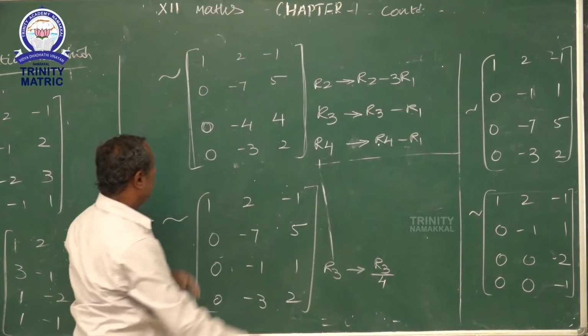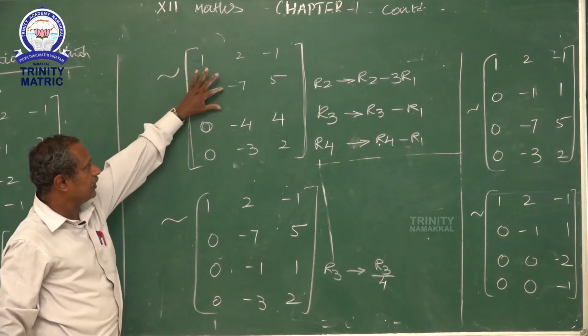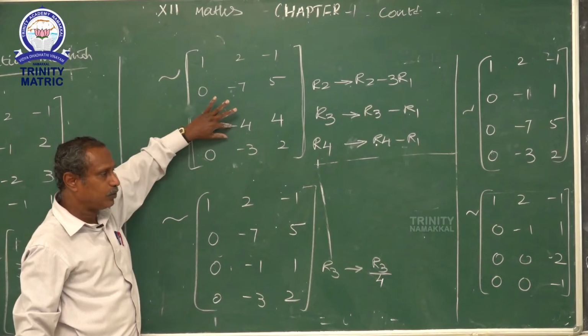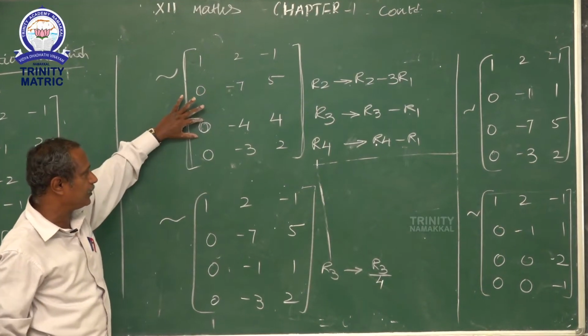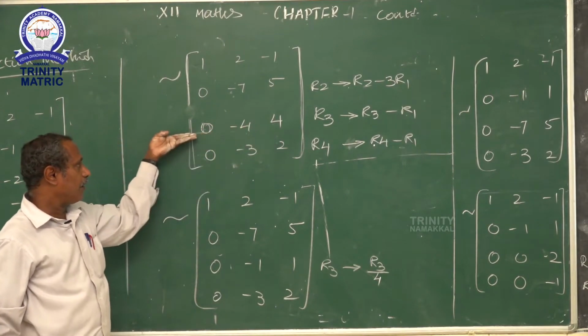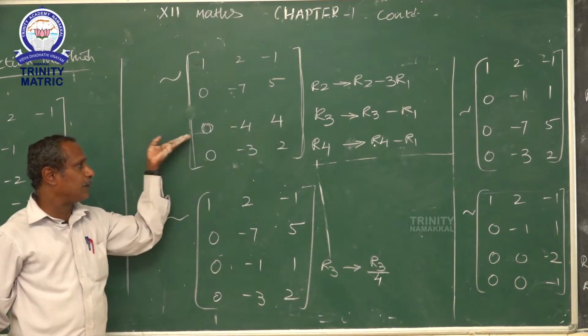Next move on to the next element. We want to make the element 3, 2 zero, because already 3, 1 is 0. So, 3, 2 we want to make as a 0. Here in the row, the element 4 is common to all the 3.